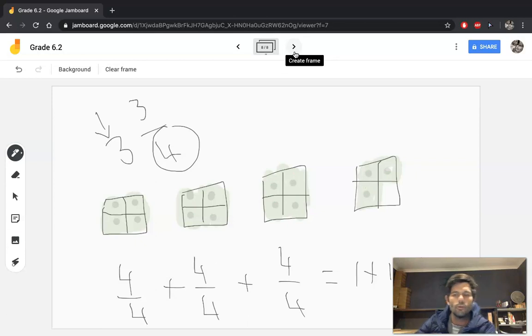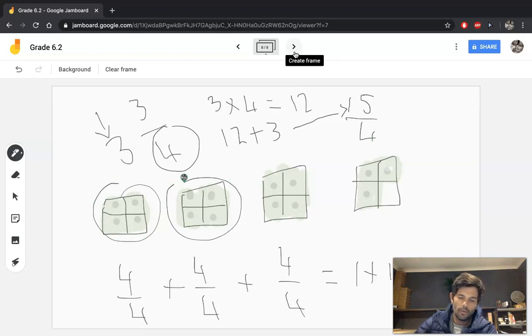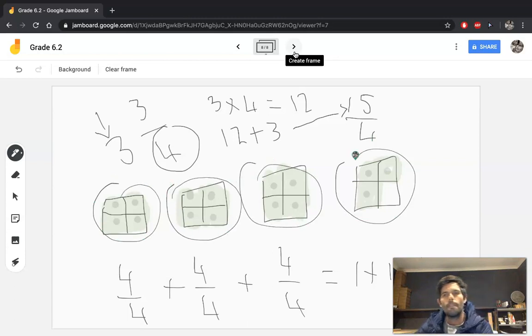Now my question to you is, what is 3 multiplied by 4? And I'm hoping you're telling me that it's 12. And what is 12 plus 3? And there it is, 15. And I always keep my original denominator because my shapes are divided up into 4.